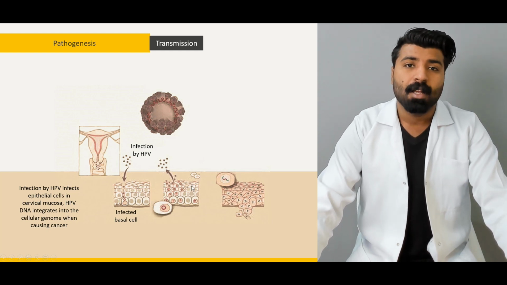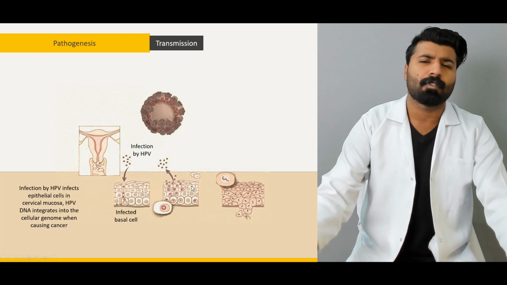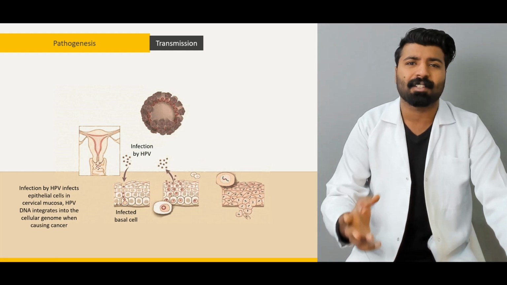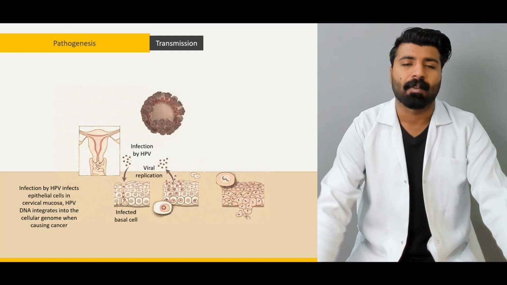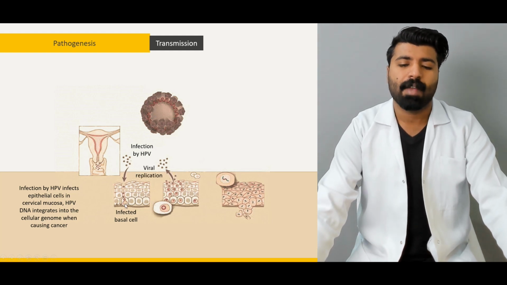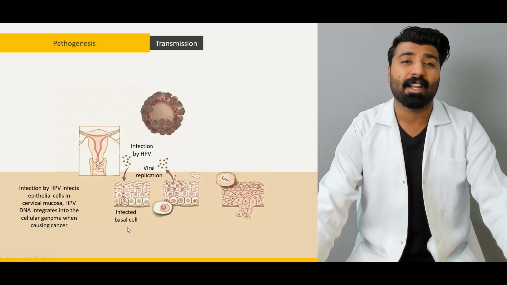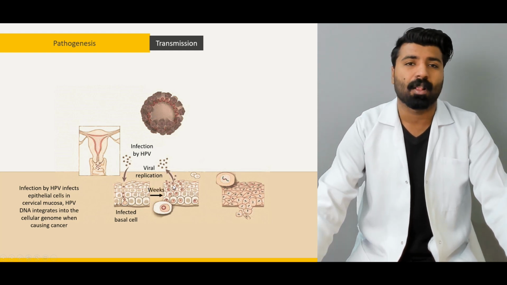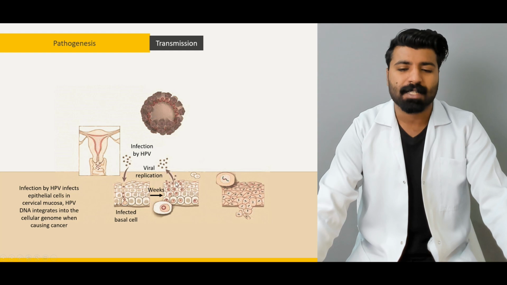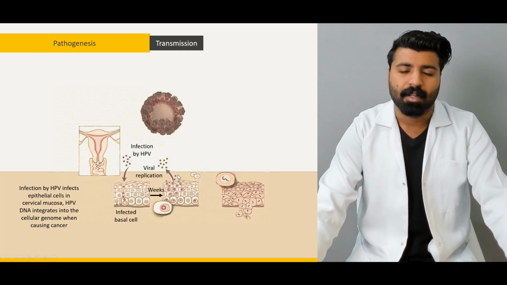And up till some point, it will be a cervical cancer. It will affect so many cells, or it will affect such a region that you might say it's a cervical cancer. Now, at this stage, when this basal layer is being affected and DNA being incorporated or integrated, what happens is that they are dividing, viral replication is happening along with it. It takes only weeks.